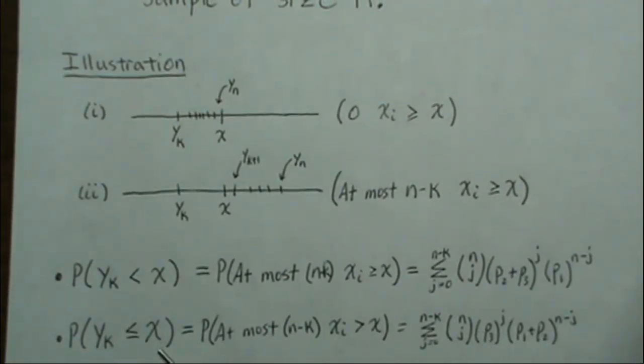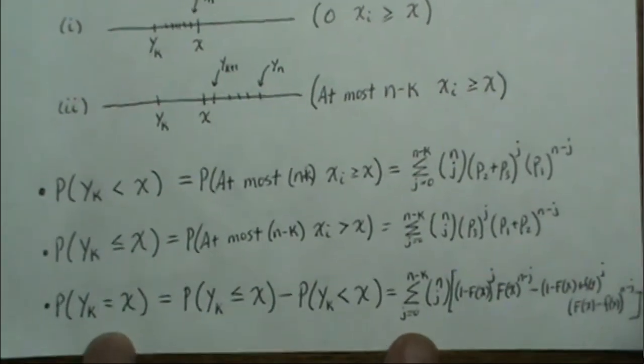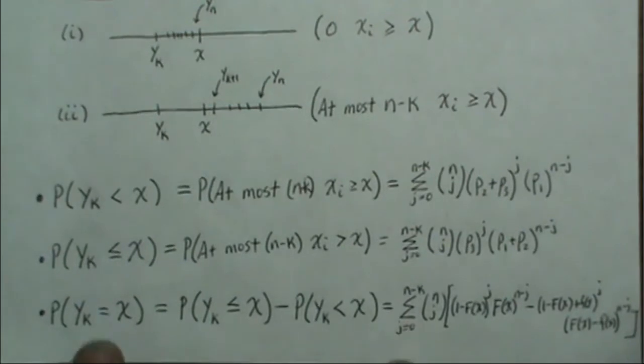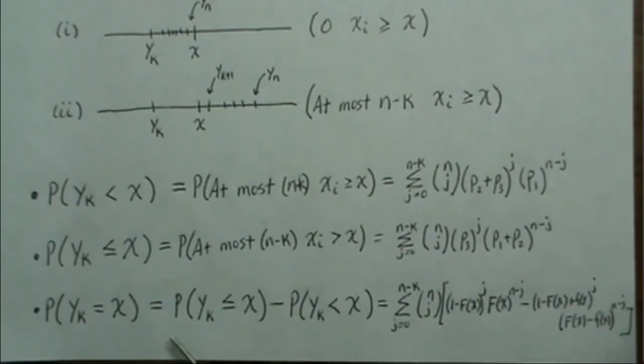So this is the probability of Yk being strictly less than x. Okay, so now if we take the difference of these two probabilities, of being less than or equal to x and less than x, well, that's the probability of equaling x. So this is how we're going to create probabilities for the kth order statistic. And then we can sum over all possible x's, and then we can find the density.